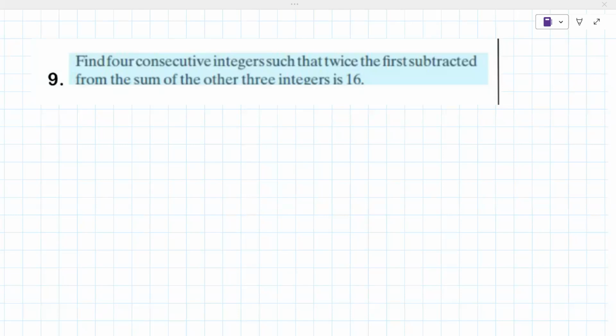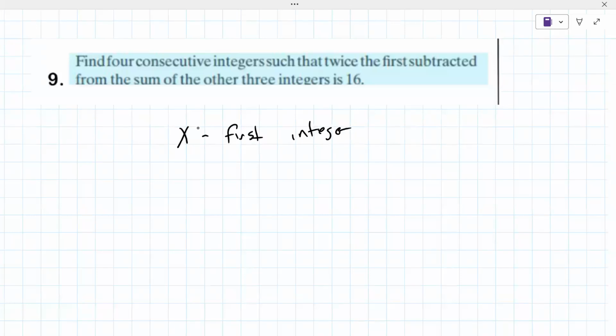Twice the first subtracted from the sum of the other three integers is 16. Did you do any problems like this in class to get an idea of how to even start something like this? We didn't. Okay. So the hint here is that you let x be the first integer.